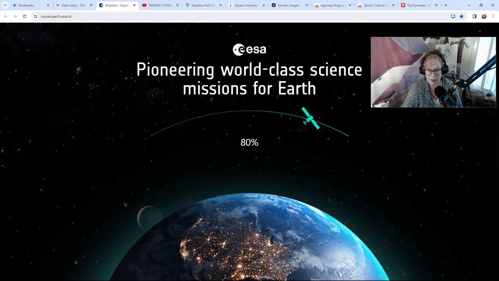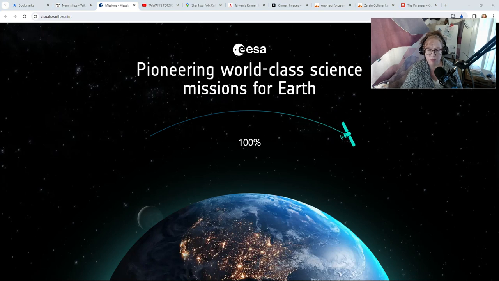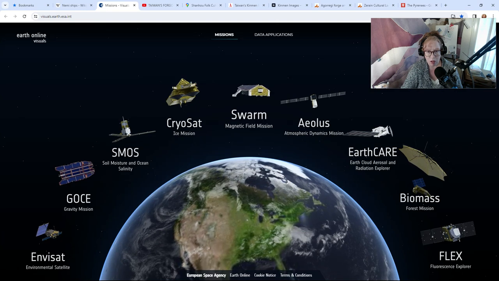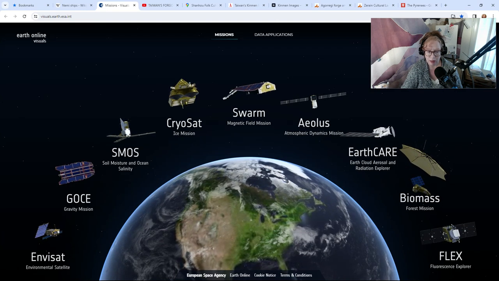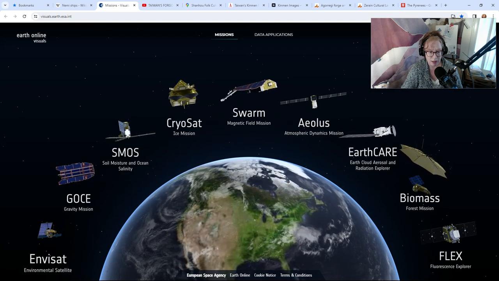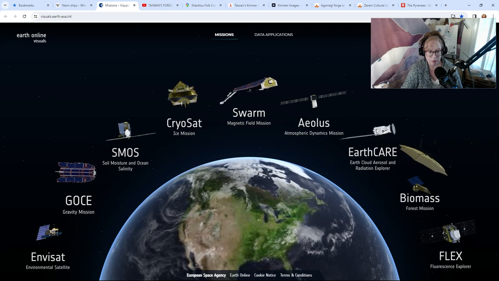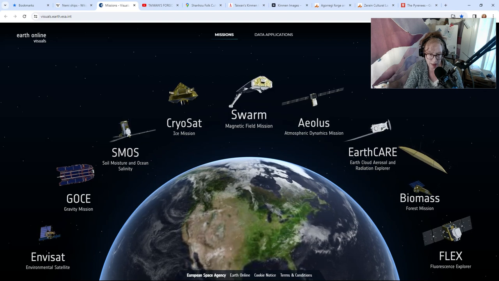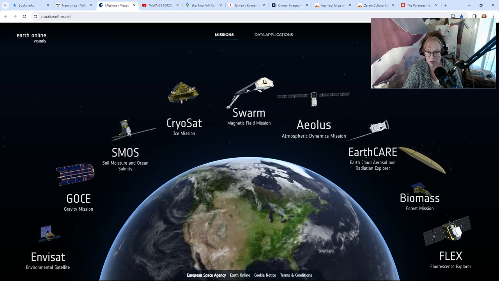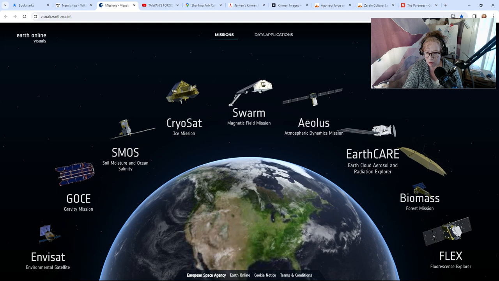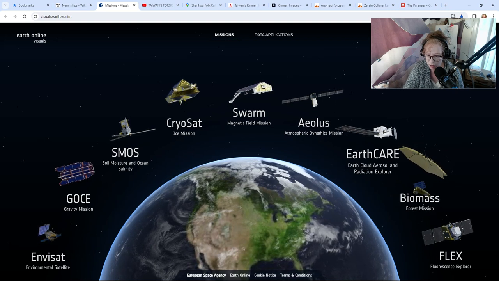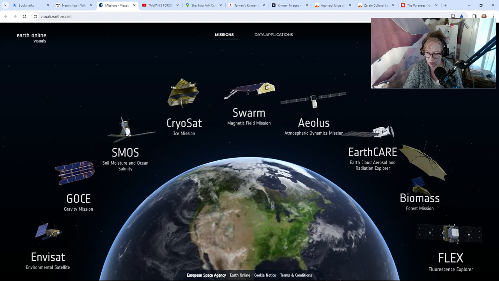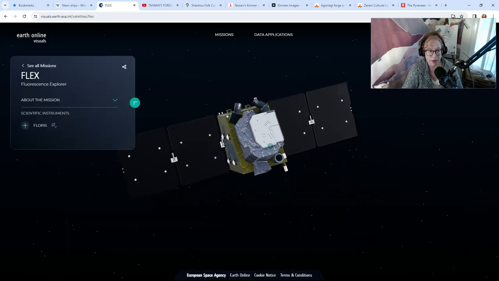Pioneering world-class science missions for Earth. Completely random thing I found, and I went, These are all of the scientific satellites that are out there. We have an environmental satellite, gravity mission, soil moisture and ocean salinity, ice mission, magnetic field mission, atmospheric dynamics mission, earth cloud aerosol and radiation explorer, biomass and FLEX, which is the fluorescence explorer, which I've not heard of. So let's click on that.